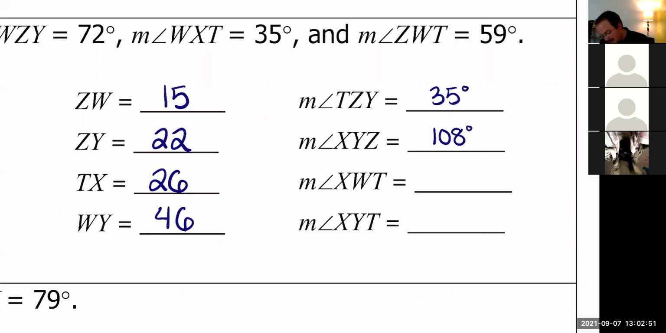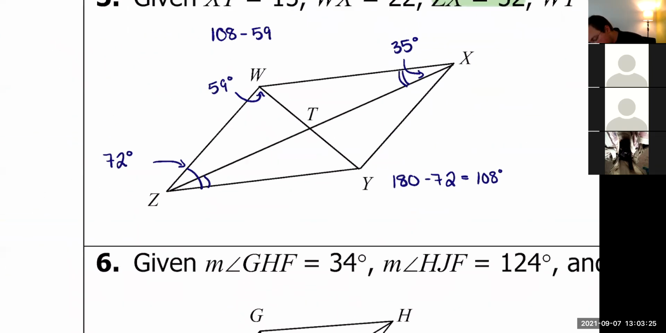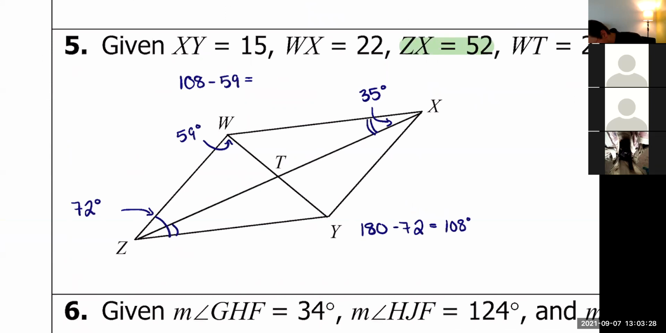Next on our list is angle XWT, which is right up here. Well, here's where I need to get a little bit sneaky because I happen to know that angle Y and W on our parallelogram, ignoring the diagonals, are opposite. So that means that whole angle over there is 108. But I know part of it already, which is the 59. If you remove that out of the total, what does that leave you with for XWT? 49.